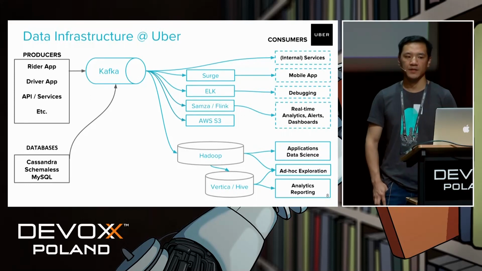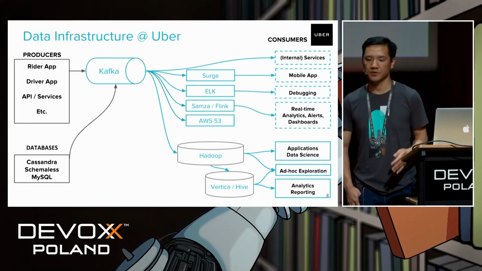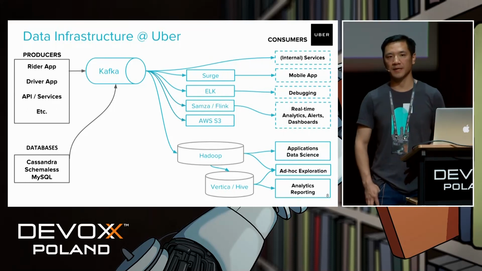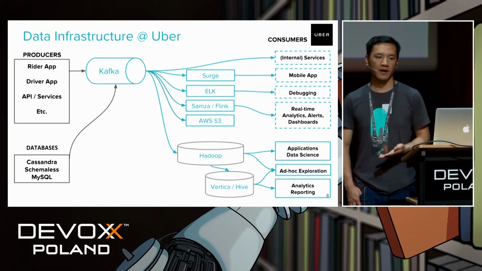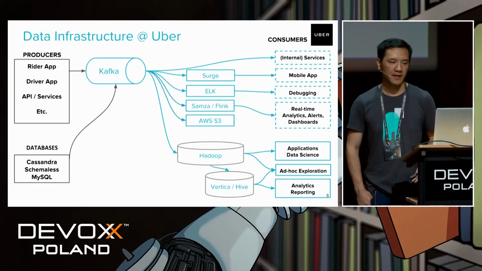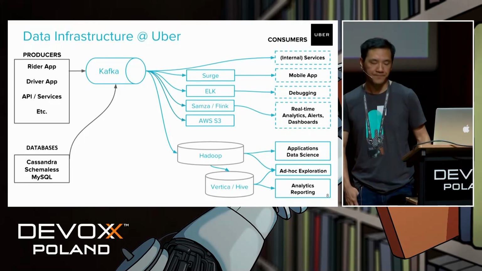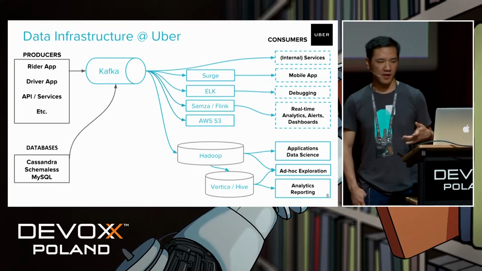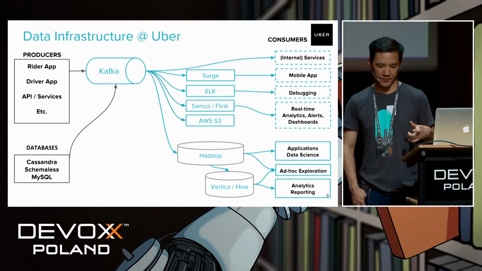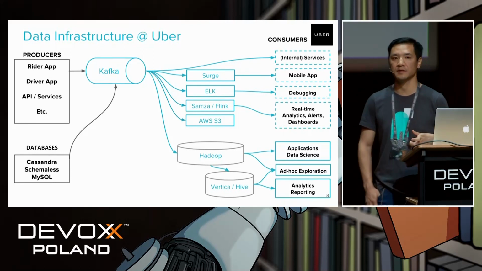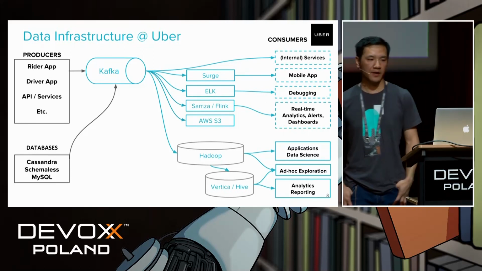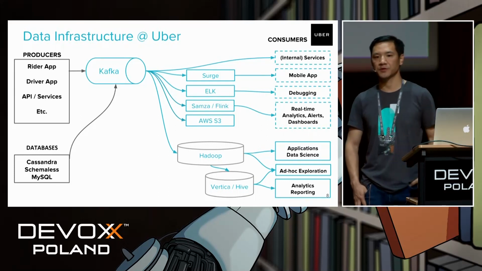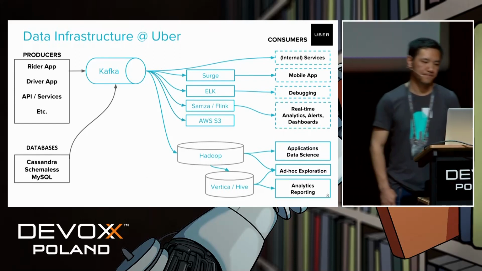On the right-hand side, we have different kinds of consumers. As a general pub/sub use case, we have downstream services that are consuming directly from Kafka. We have surge, which is a service that calculates the surge multiplier, and we use it to calculate the fares, and the fares will show up on the mobile app.